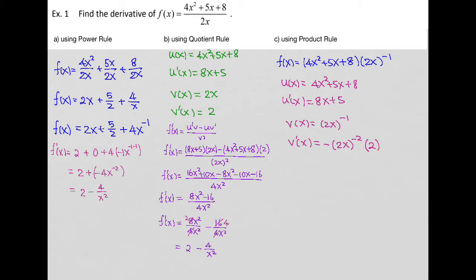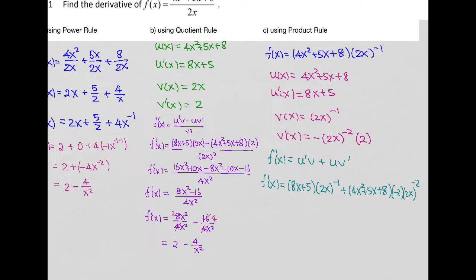And then we're going to use the definition of the product rule, which is u prime v plus u v prime, to differentiate it. So f prime(x) will be u prime, 8x plus 5, times v, (2x) to the exponent negative 1, plus u, 4x squared plus 5x plus 8, times v prime, which is negative 2 times (2x) to the exponent negative 2.